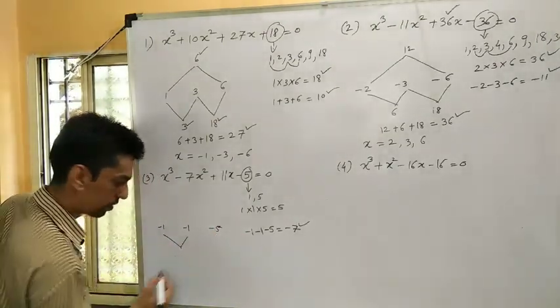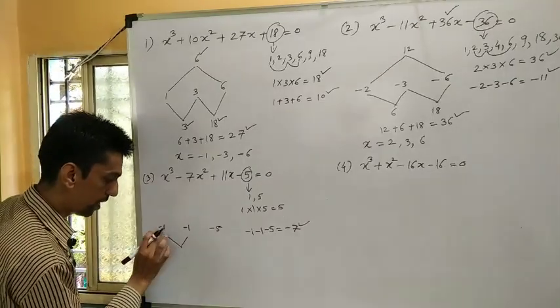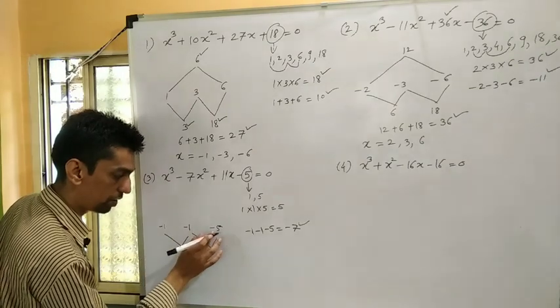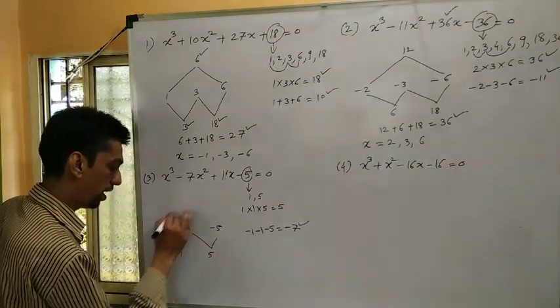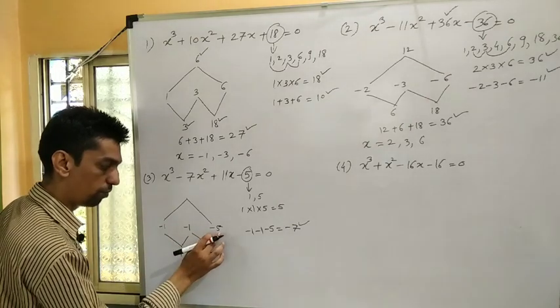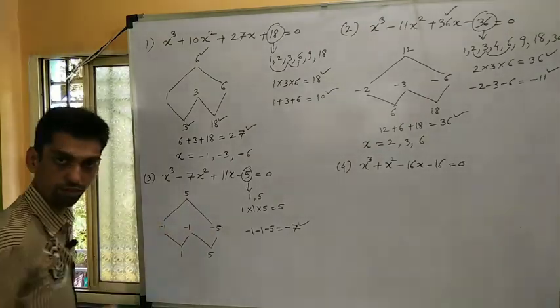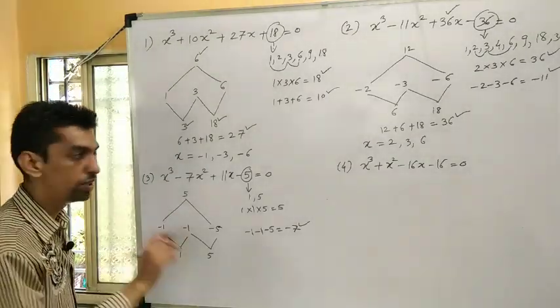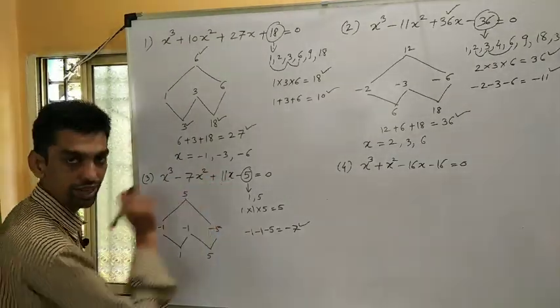So take the first two numbers, minus 1 into minus 1 is 1. Then these two numbers, minus 1 into minus 5 is plus 5. And at last we will take these two numbers, minus 1 into minus 5 is 5, multiplication. So if we add all these three numbers, it must be the coefficient of x. So here the coefficient of x is 11.